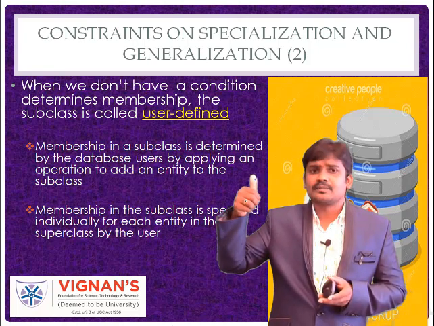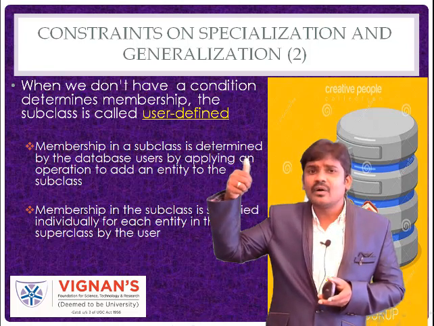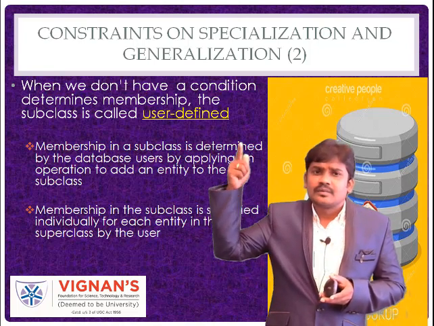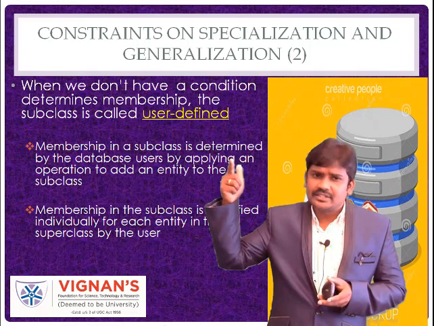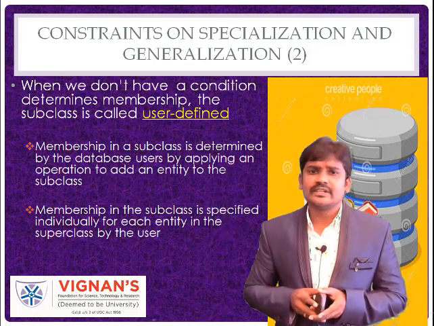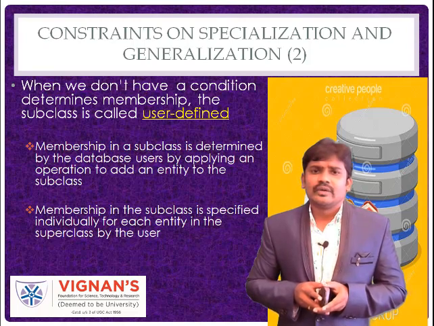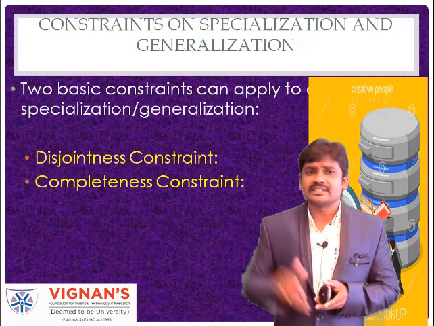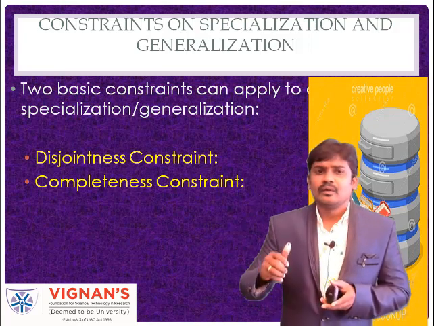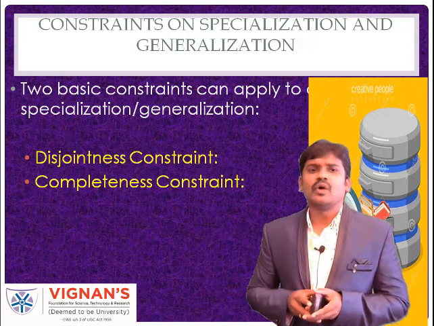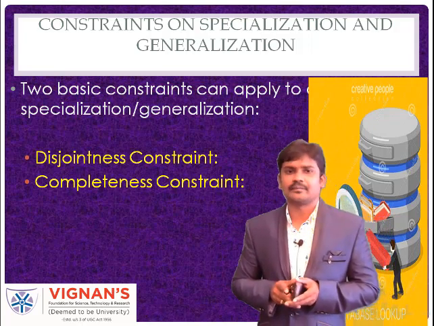So constraints till now we discussed: predicate defined or condition defined subclass. Next, attribute defined specialization. Next, user defined subclass. Next, along with that we have two more constraints: disjointness constraint, completeness constraint. Now we will discuss the disjoint total, disjoint partial. Okay, let us see what is disjointness constraint.